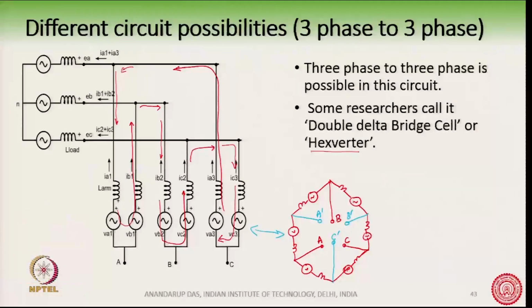And you see there is a path for the circulating current here. This is the circulating current which will be flowing. This is the circulating current which is flowing through the 6 arms. Okay. So, this is also possible with such a converter, 3 phase to 3 phase conversion.